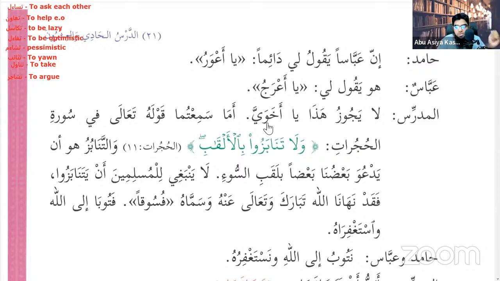We had a lesson about this. Akhawayya, how did it form? If it is marfu, it will be akhawaya. Just akhawaya. My two brothers. Aya, ayya. Right? If you remember. Aya, ayya. So similarly, akhawaya, akhawayya.